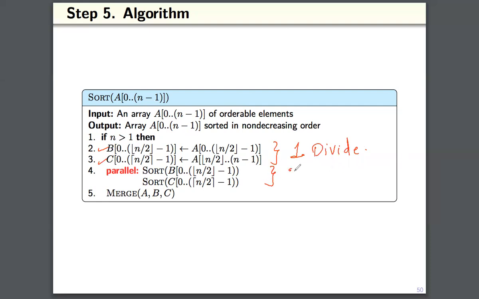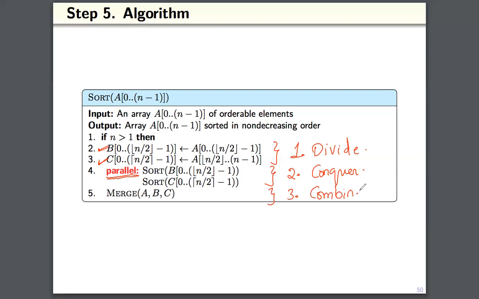In the conquer step, what is a conquer step? So this B array and C array are completely different arrays. So we recursively sort them, sort of B and sort of C. And look at this, the number of elements in B and C are approximately half the number of elements in A, right? And because B and C are independent arrays, we can run these functions in parallel. Parallel call to sort of B and parallel call to sort of C. Okay, that's the conquer step. The conquer step is nothing but recursive calls. Done. Dead simple.